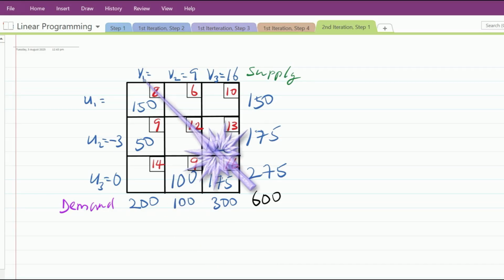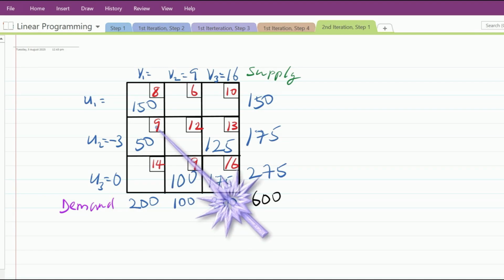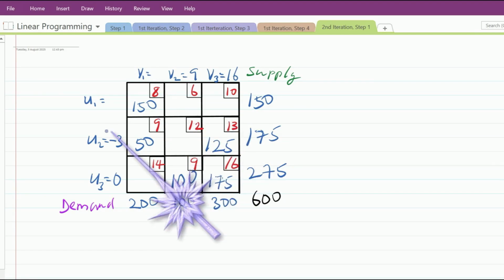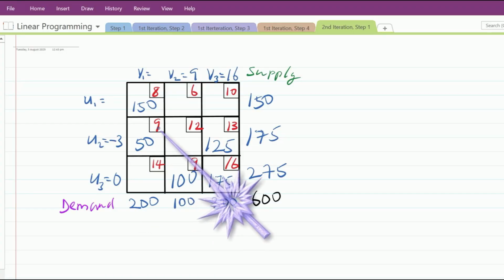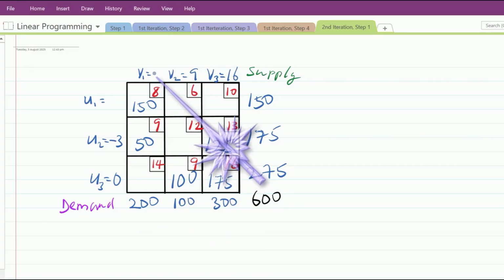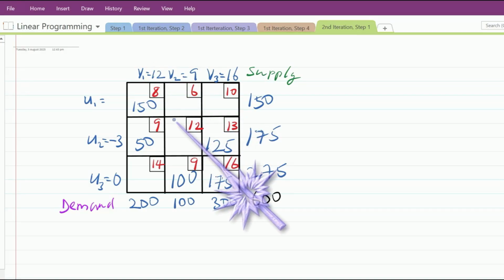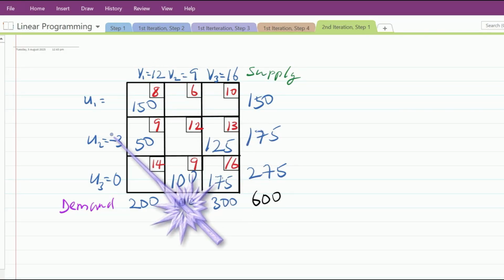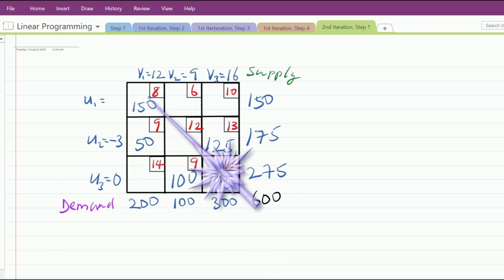Okay. Now, look at this. V1 plus U2 is equal to 9. So what is the value of V1? V1 is going to be 12. Yes, V1 is 12, so 12 minus 3 will give us 9. You cannot come here. You see, this is 12.